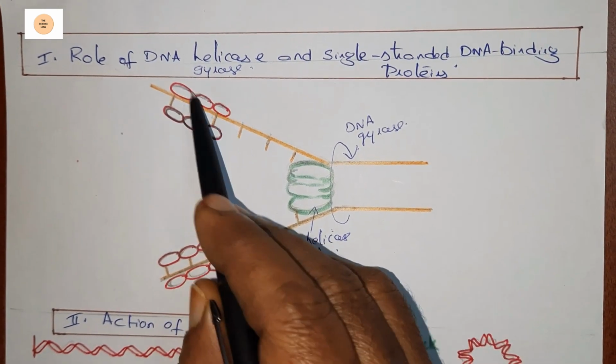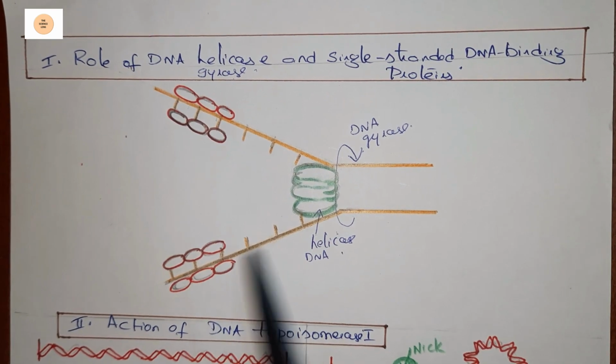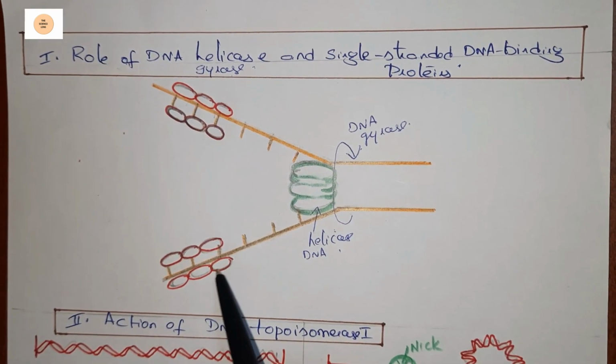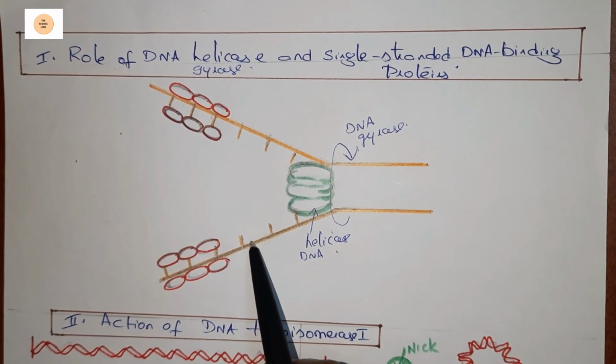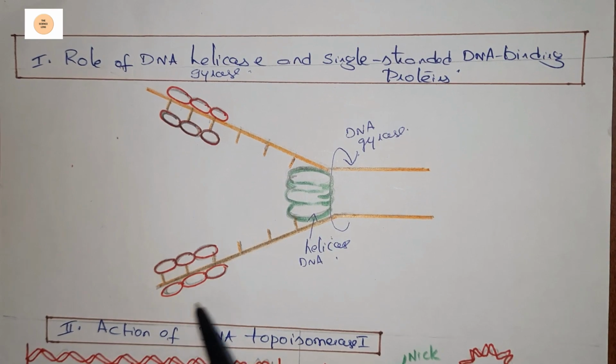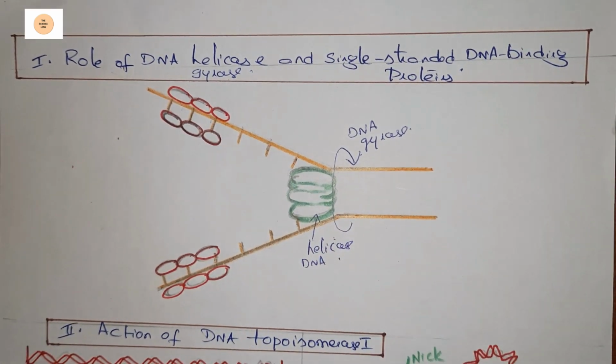These are the single stranded binding proteins which are attached to the single strands which are separated by these two enzymes. So when these binding proteins are attached, these single strands remain as single strands. Otherwise, if these are not there, they will again move together and form a double helix.